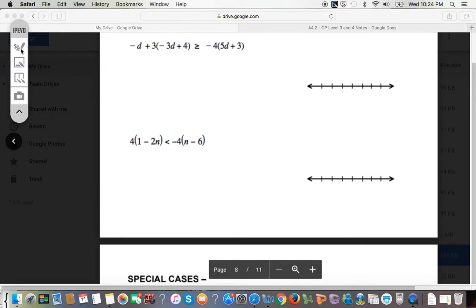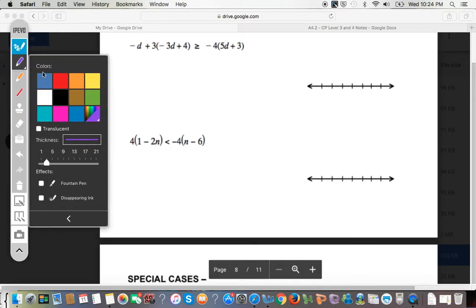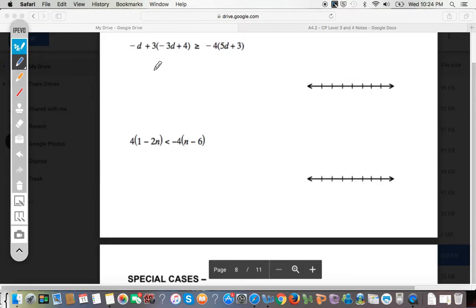Okay, let's take a look at these ones. So let me change my color here. We'll go with this blue. Okay, so same exact thing. I'm going to distribute first. So I'll draw my lines.